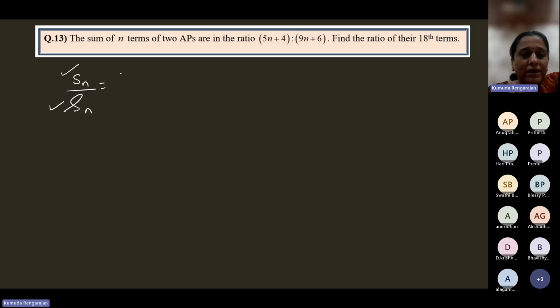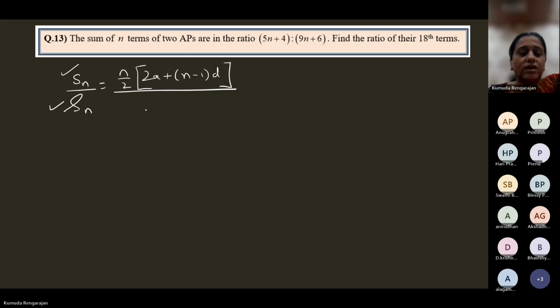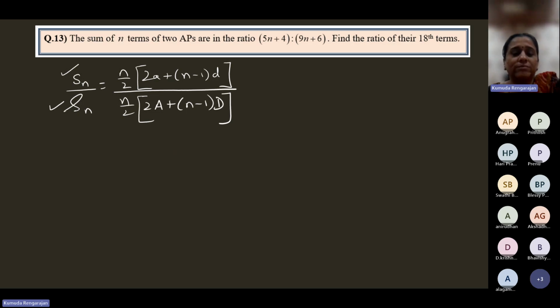Now Sn is what? n by 2 of 2a plus (n minus 1) into d. Here also n by 2 of 2 capital A plus (n minus 1), n is n in both the APs, into capital D. So how have we differentiated the two APs? Using small letter a, small letter d for the first AP and capital letter A and capital letter D for the second AP. n is n in both.